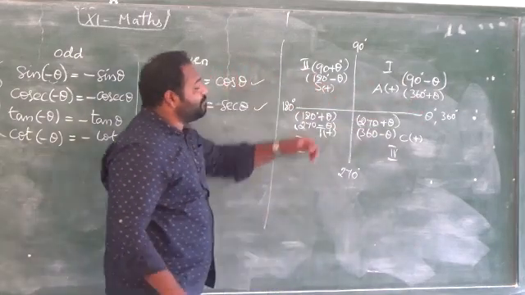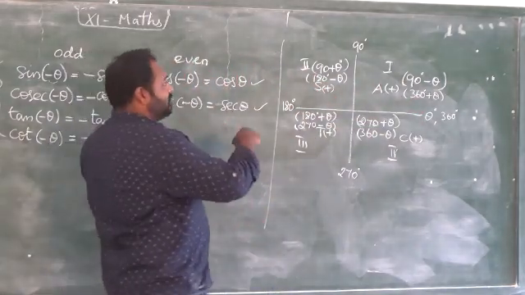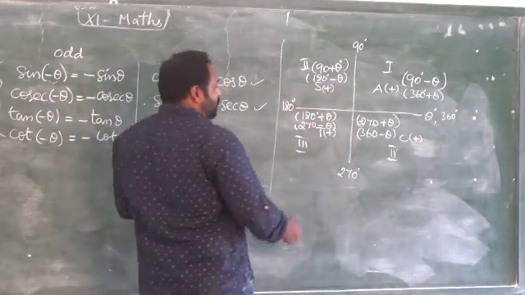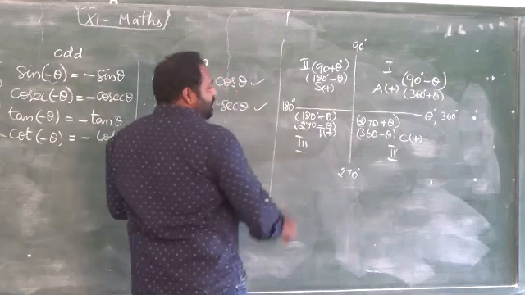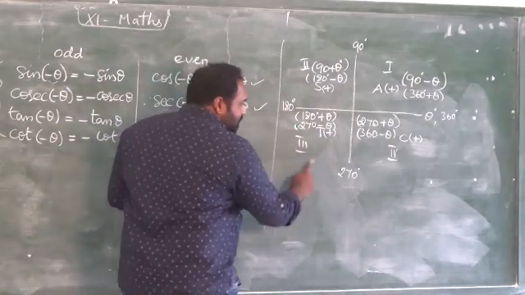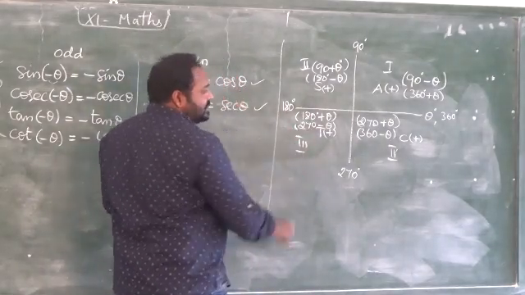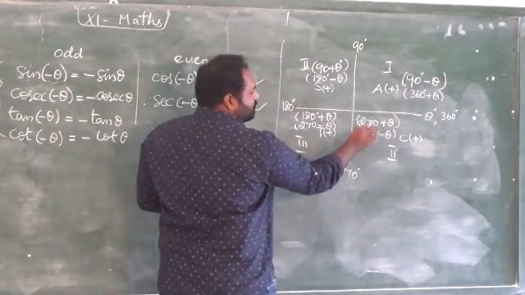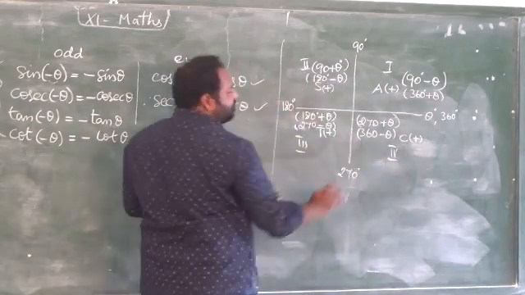Second quadrant: 90 plus theta occurs in the second quadrant. Also 180 minus theta will be in the second quadrant. Next, 180 plus theta is in the third quadrant. 270 minus theta is also in the third quadrant. 270 plus theta is in the fourth quadrant. 360 minus theta is in the fourth quadrant.